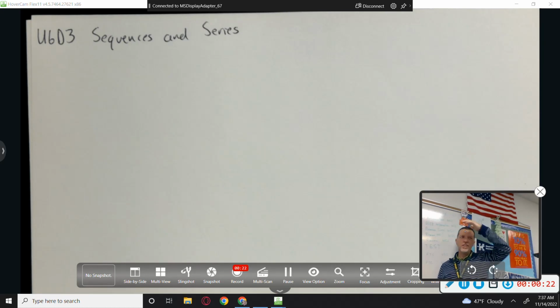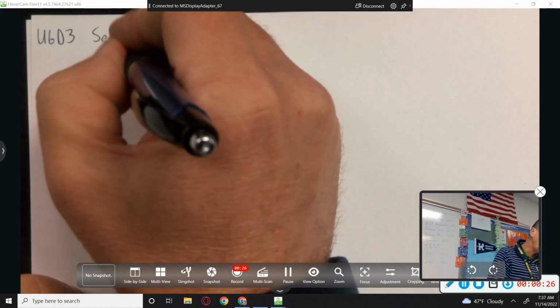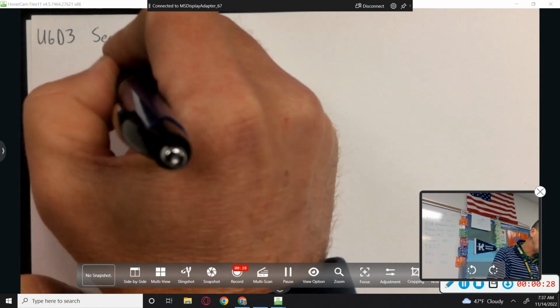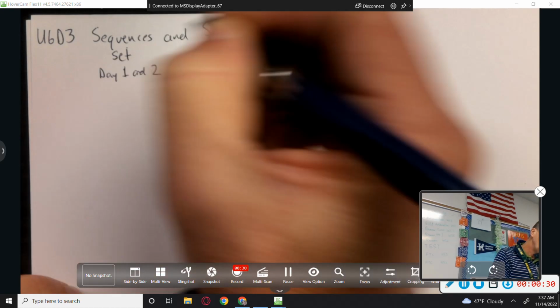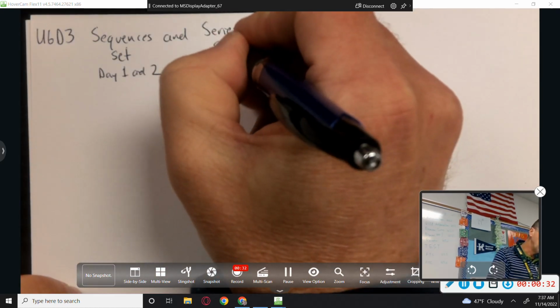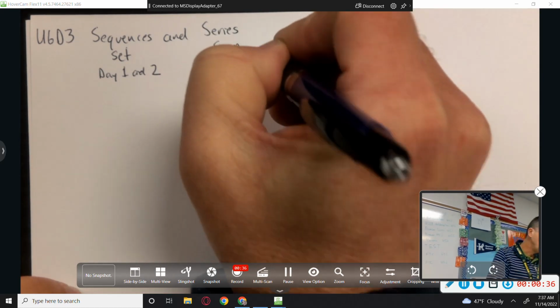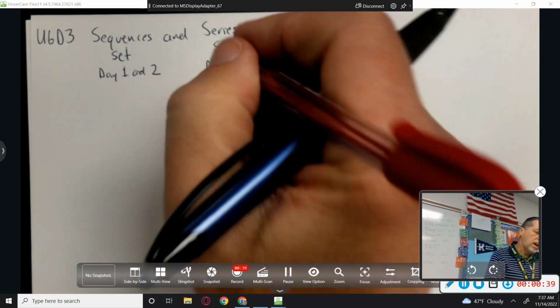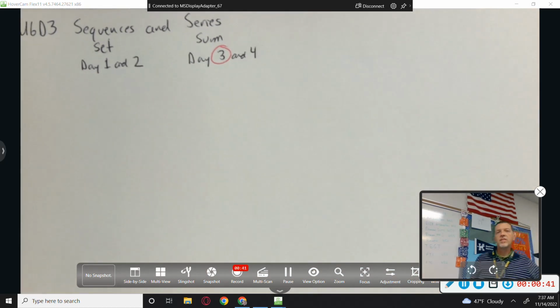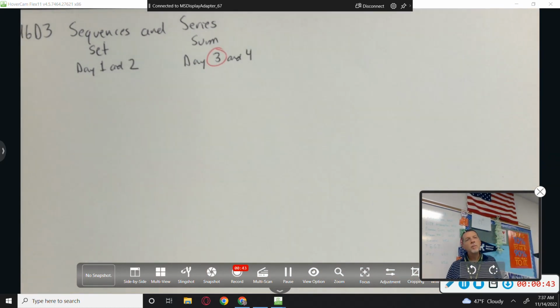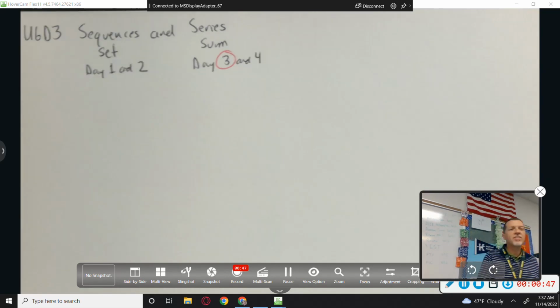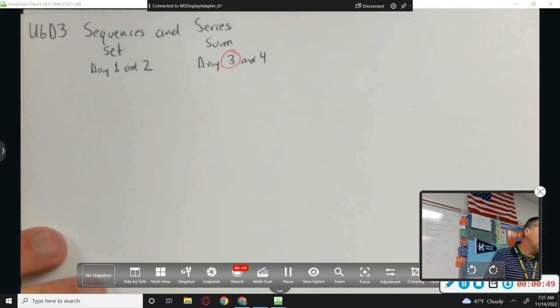Again, overall, the name of the unit is Sequences and Series. Sequences is the set of numbers. That was Day 1 and 2. Series is the sum of numbers. That's Day 3 and 4. And today's Day 3, if you lost count of where we're at here. So a lot of stuff is similar, except instead of just a list of numbers, today we're going to have a sum of numbers.